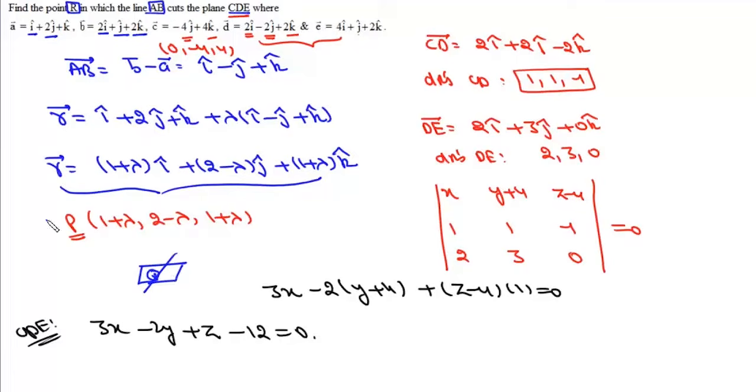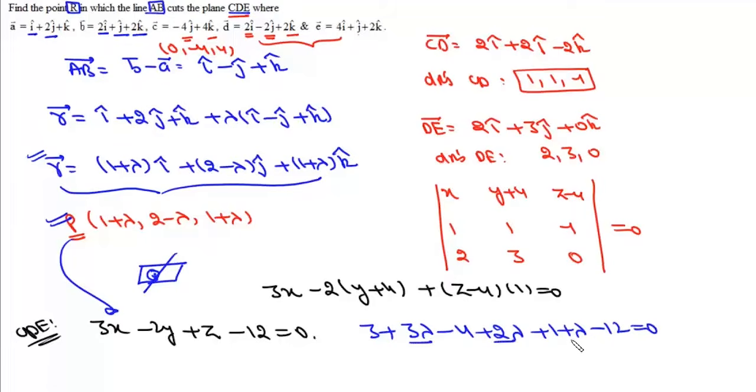Now we need to find point of intersection of this line and this plane. So this point P must lie on this line and it must also lie on this plane. So from here we'll get this value of lambda. If we put this point in this equation, we can write 3 plus 3 lambda minus 4 plus 2 lambda plus 1 plus lambda minus 12 equals 0. Now this is 3 plus 2 plus 1, so it will be 6 lambda, and this is 3 plus 1, 4, 4 and 8 cancel. So it will be equal to 12. Value of lambda is 2.